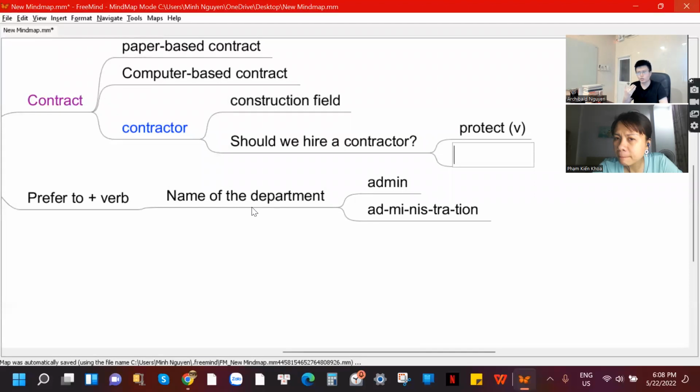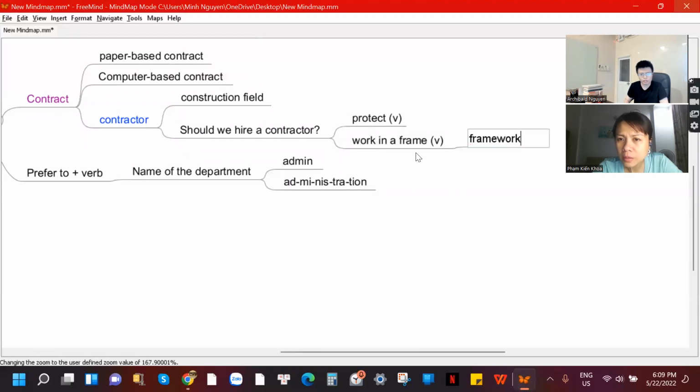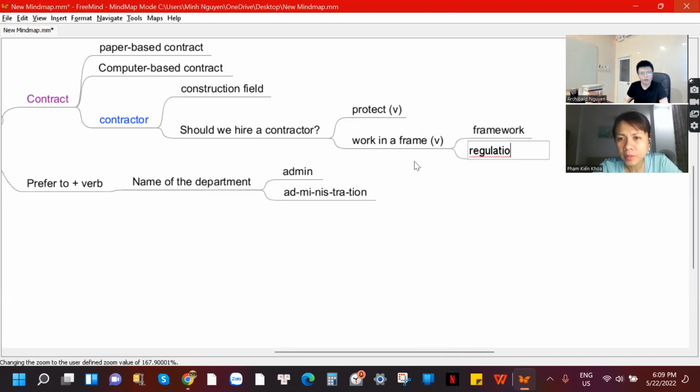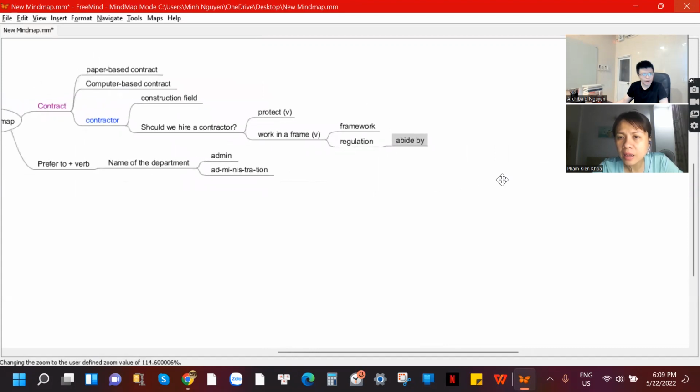If you hire a contractor, you are going to work in a frame. Work in a frame. People usually say framework. So, for example, if I work, I need a framework. It's like what kind of regulations? What kind of labor regulations should I abide by? Abide by.